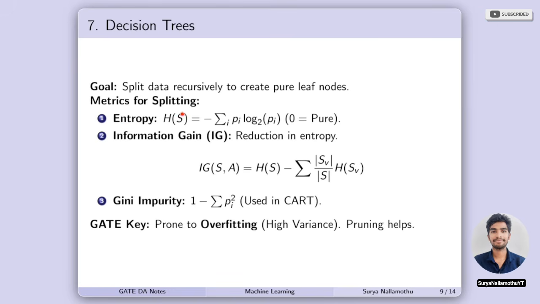For the fitting, we apply some approaches. One is entropy, another is information gain, and the third is Gini impurity. These are helpful for splitting the data recursively to create pure leaf nodes.